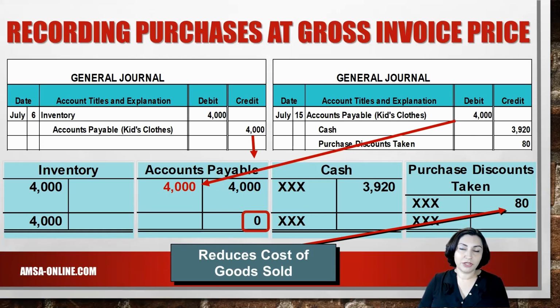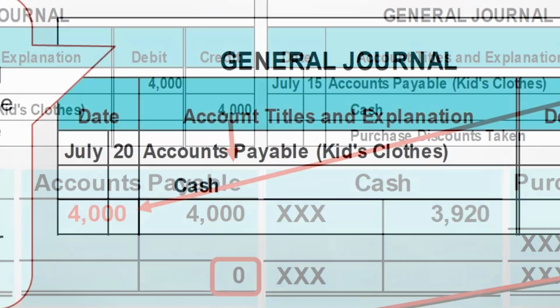We pay $3,920 as we took the discount. The difference is recorded in the purchase discounts taken, which is a cost of goods sold account. Since we paid less than was initially planned, we need to record the difference as a decrease or credit in the purchase discounts taken account.